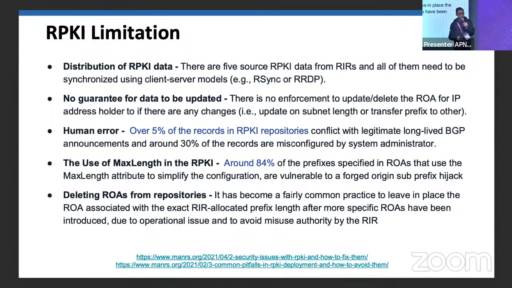And then another limitation is the maximum length. Some people say, instead of creating very small ROAs, which is very difficult, just put a long length in the ROA, and then the problem is it may be vulnerable to the forged origin sub-prefix hijack. And the last one, I think, is very common: nobody will delete a ROA if you are no longer using a prefix in your network. So these are some of the limitations of the RPKI itself.